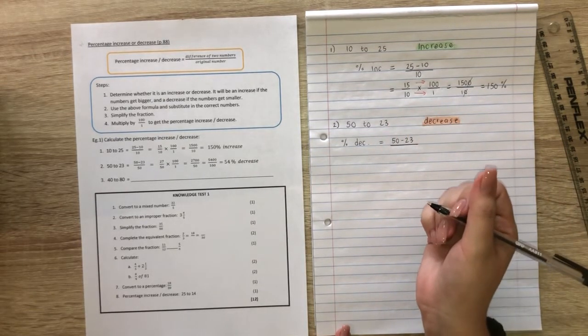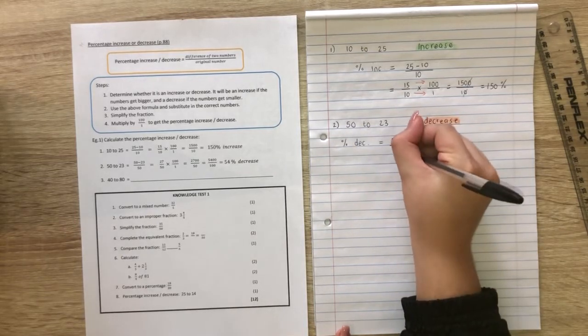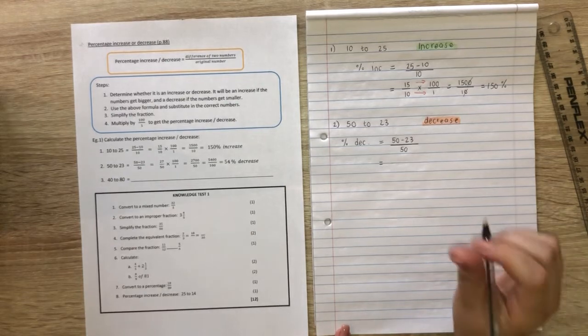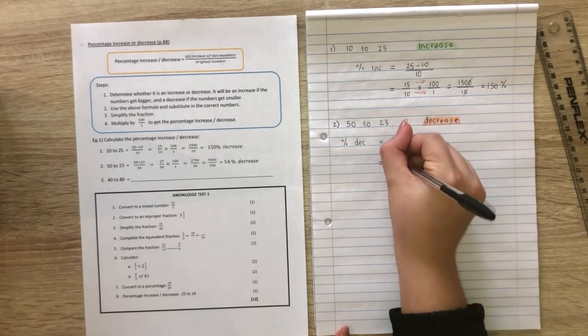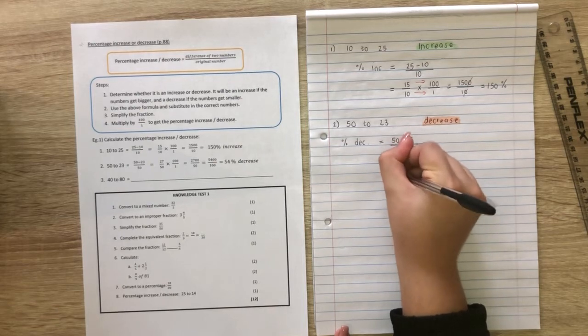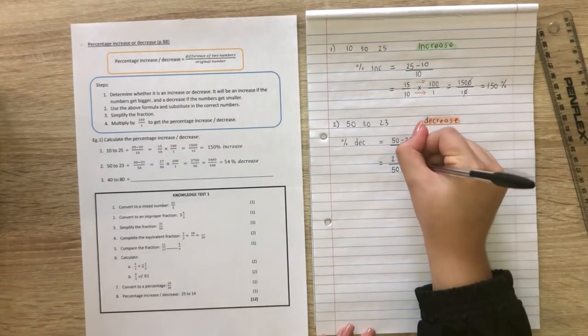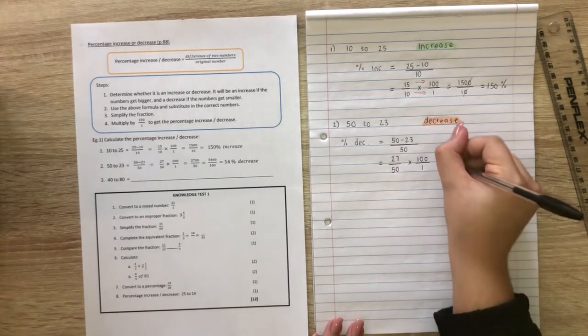over my denominator, which must be the original number. So in this case, it's a 50. Next step, we simplify this. So 50 minus 23 is 27. My denominator stays the same. Now we multiply by 100 over 1 because we want the percentage.